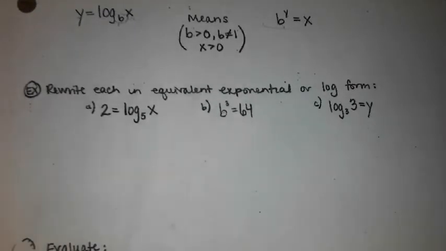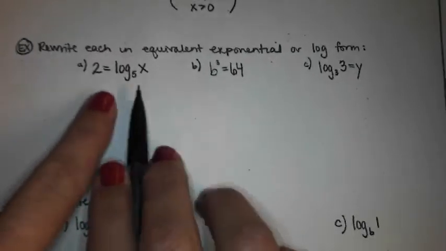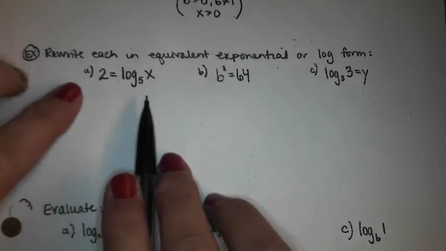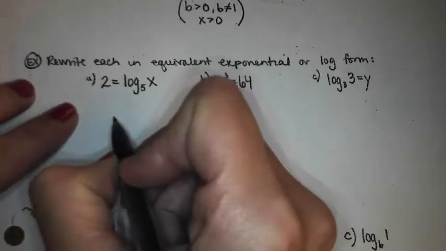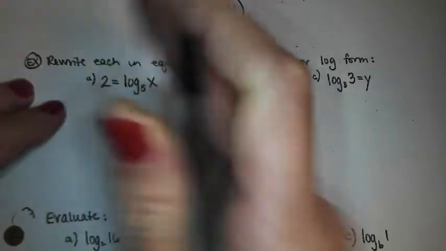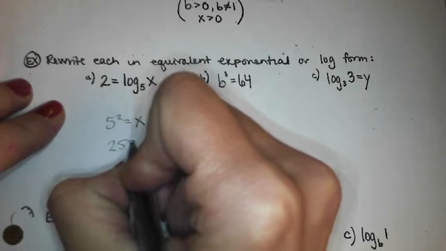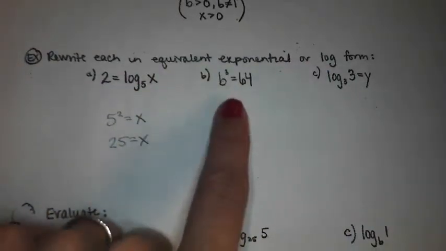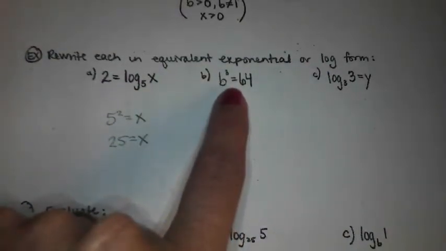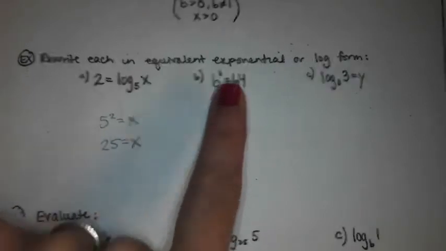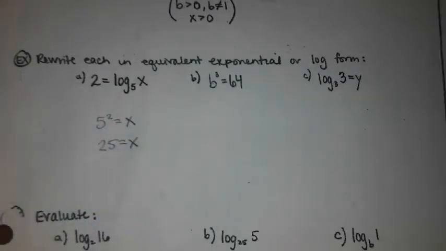All right, so here we're just rewriting each in equivalent exponential or log form. So this in log form would look like what, Winter, in exponential form? Very good. So x equals 25. And what would this look like going back to log form? Take a minute to think about that. I think that's probably the more challenging way.